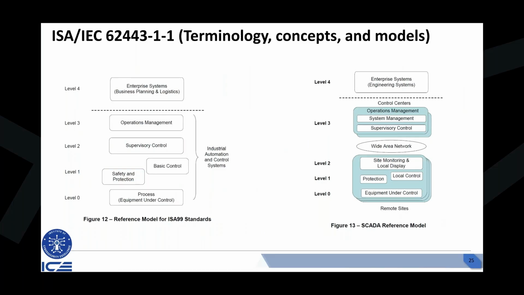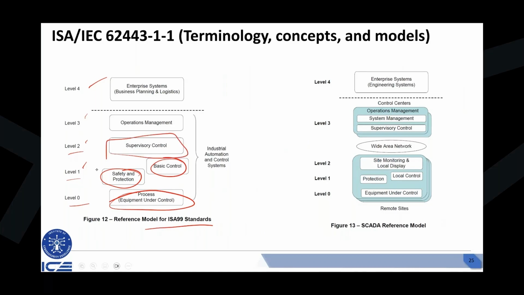Some people call it the Purdue model, but the ISA 99 committee likes to call it the reference model for ISA 99 standards. They have defined different levels: level 0, 1, 2, 3, 4. Level 0 has the process equipment under control. The basic control, the PLCs, the controllers, and the ESD systems and the SIS are at level 1. Level 2 is where the supervisory control, the operator workstations, and the engineering workstations sit. Operations management is at level 3, and then the IT layer is level 4. In between, there is a level 3.5, which is assumed to be a DMZ.